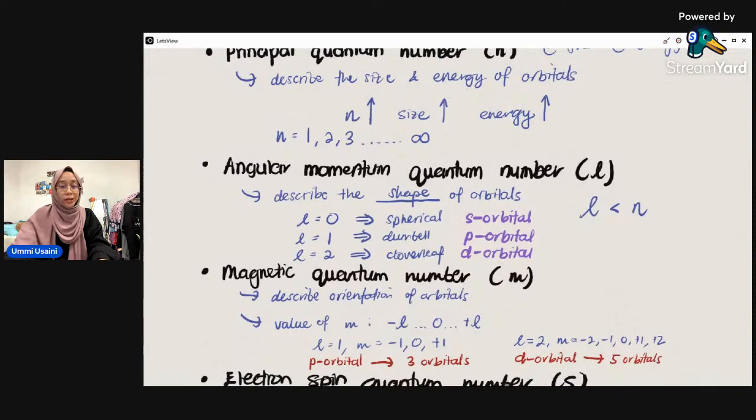Why is it important to know this? We will learn this in 2.3 later when we draw orbital diagrams. Okay, so it is important for you to know that for P orbital, we always have 3 orbitals. For D orbital, we always have 5 orbitals. It doesn't matter which energy level: 2p, 3p, 4p, 5p and so on, all have 3 orbitals. Okay, 3d, 4d, 5d, all have 5 orbitals. So what about S? Whether 1s, 2s, 3s, 4s, 5s, all will have just one orbital.